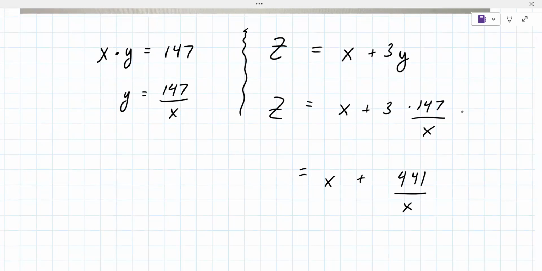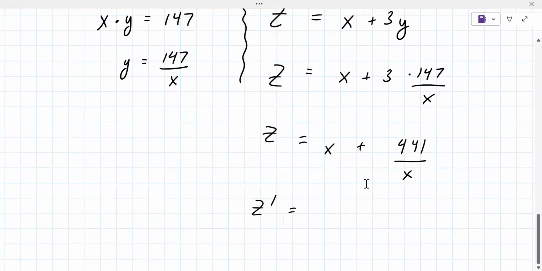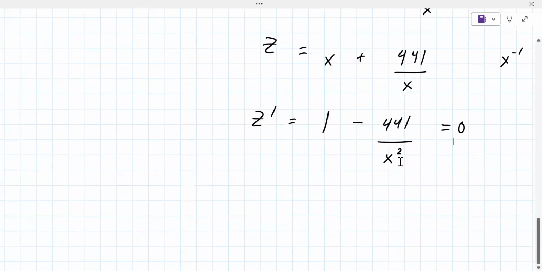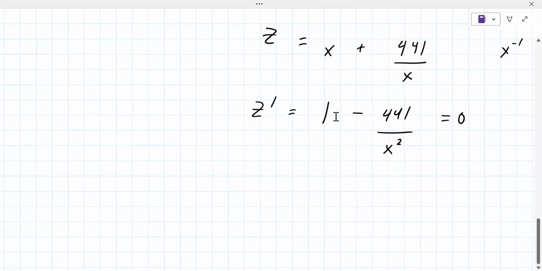I think that's right. And so now you got to take a derivative of that. So once you get it down into one variable, you take a derivative. So it's 1, and this is power rule. You can think of it as X to the minus 1. It ends up being minus 441 over X squared, like that. You set it equal to 0 and you solve for X. So could you solve this for X for us, please?